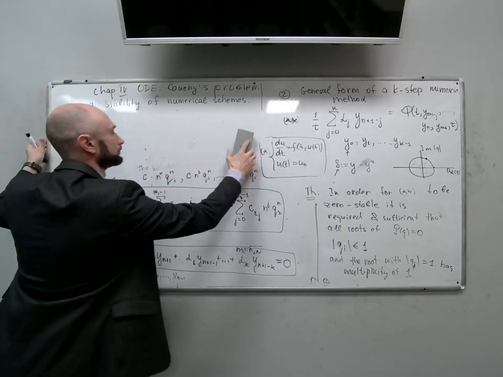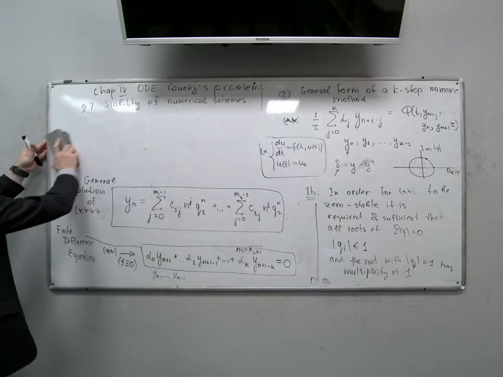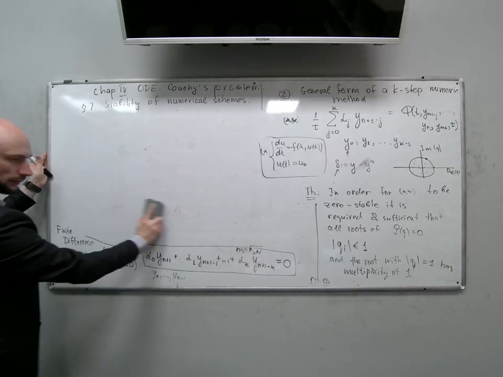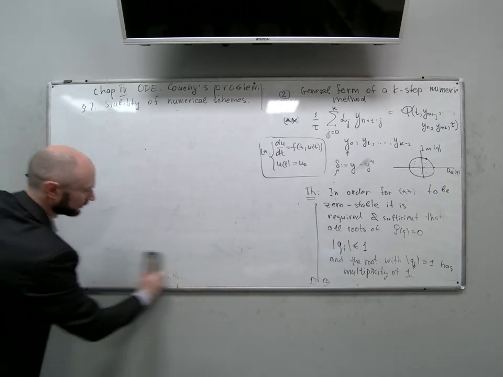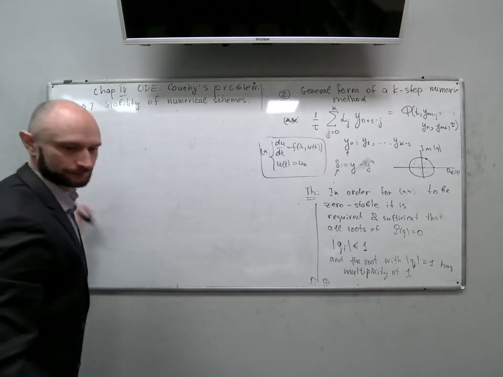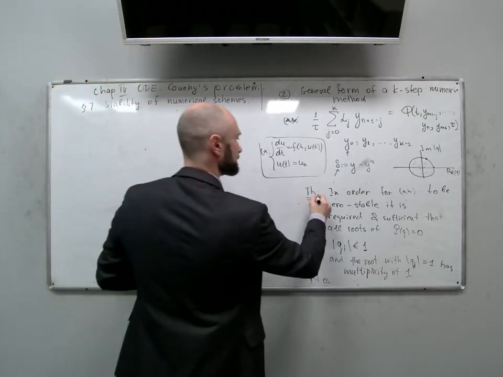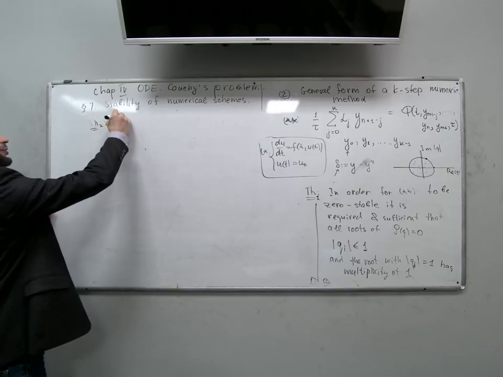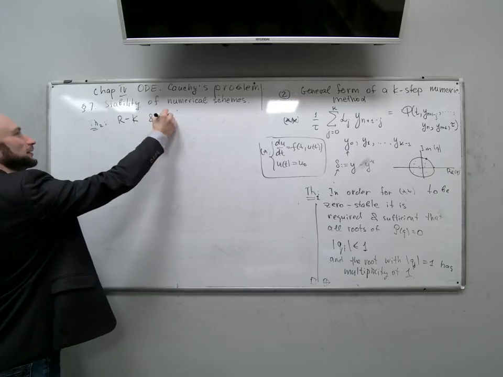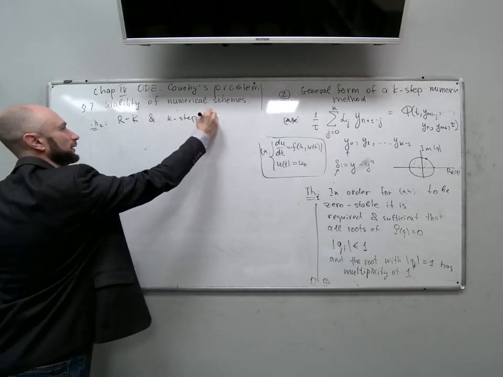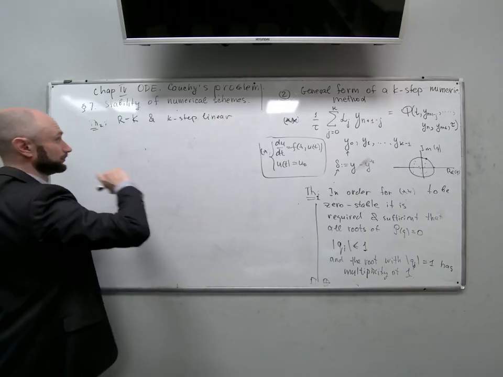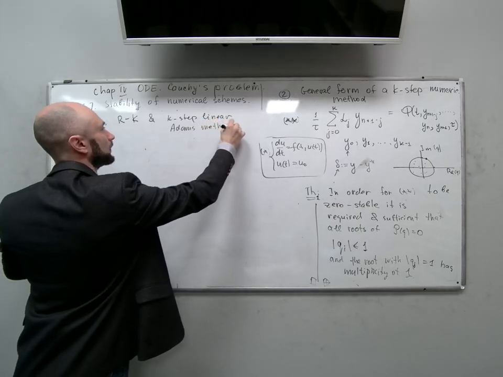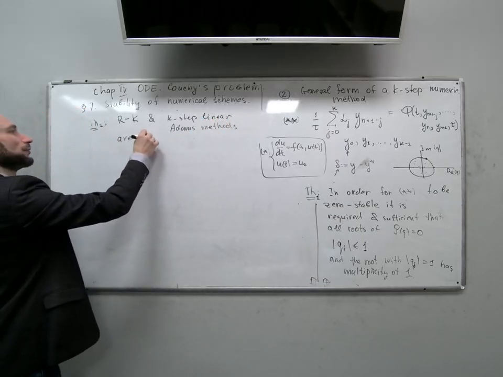Delete this. And I will delete this. And this as well. Let's make this theorem number 1. Theorem number 2. Runge-Kutta and k-step linear Adams methods are zero stable.